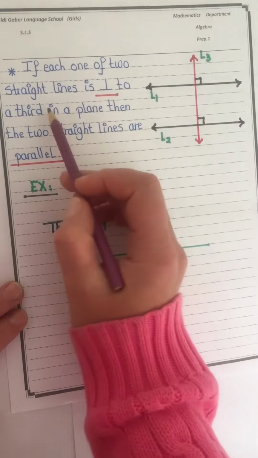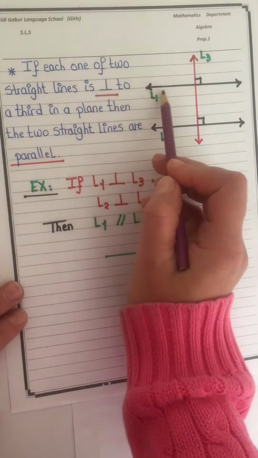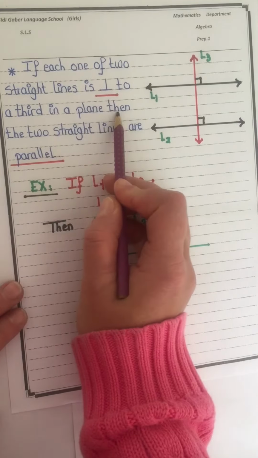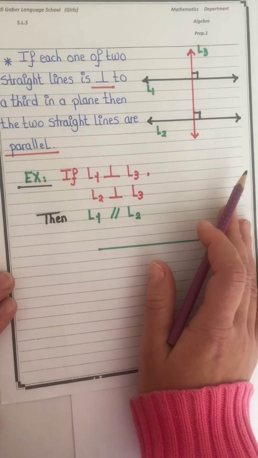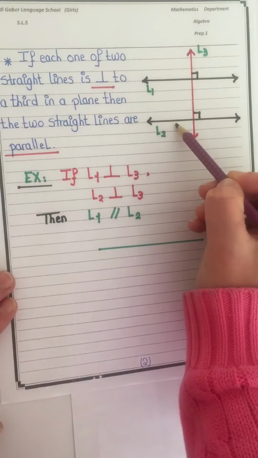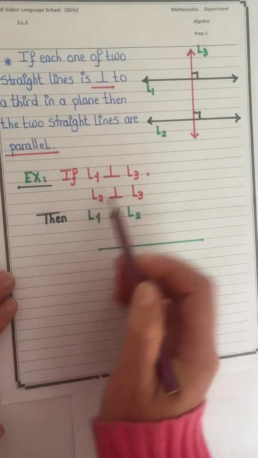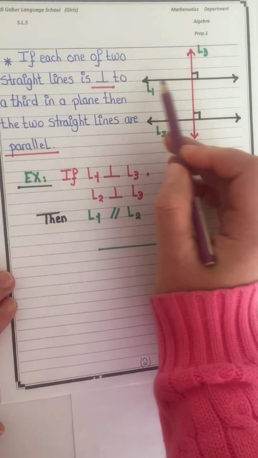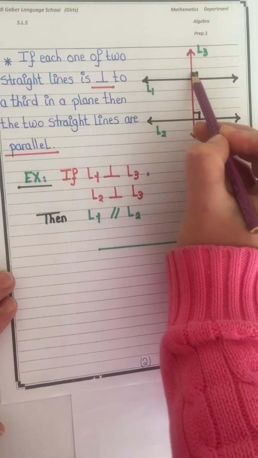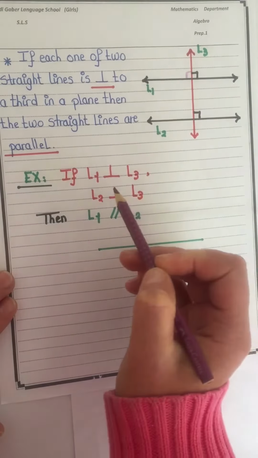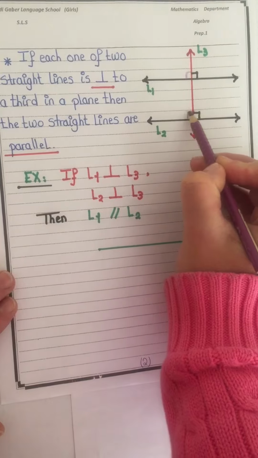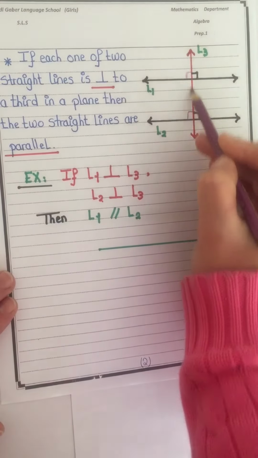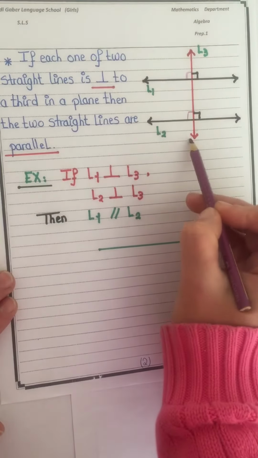If each one of the two straight lines is perpendicular to a third in a plane, then the two straight lines are parallel. What's the meaning of this? Let's take an example. L1, L2, and here L3 perpendicular. If L1 is perpendicular on L3, so it's 90 degrees, and L2 is also perpendicular on L3.